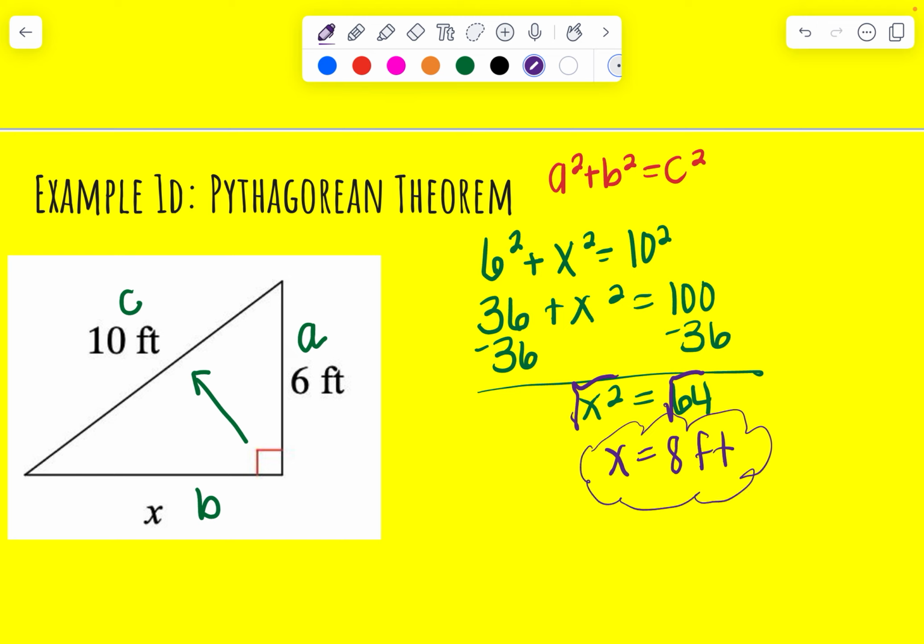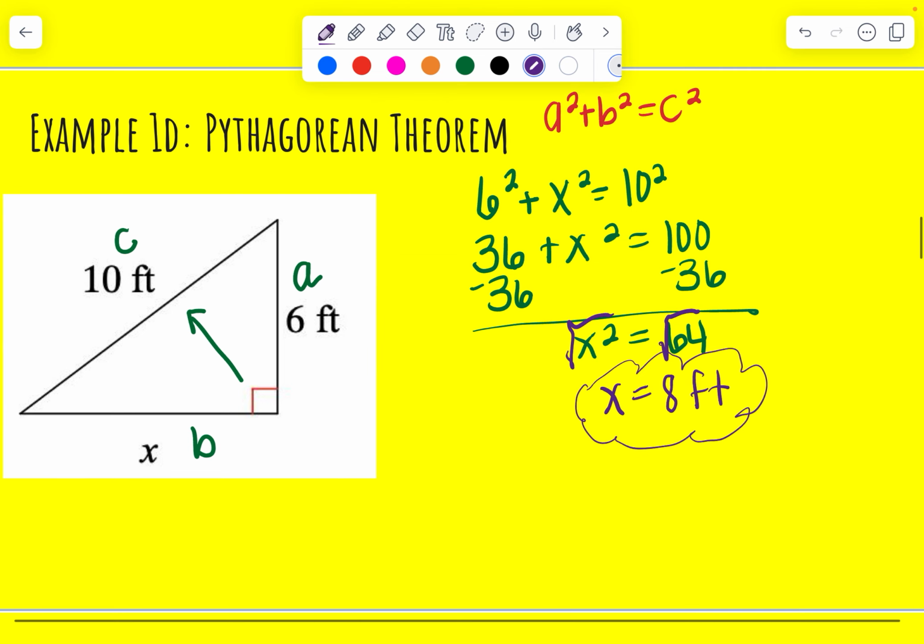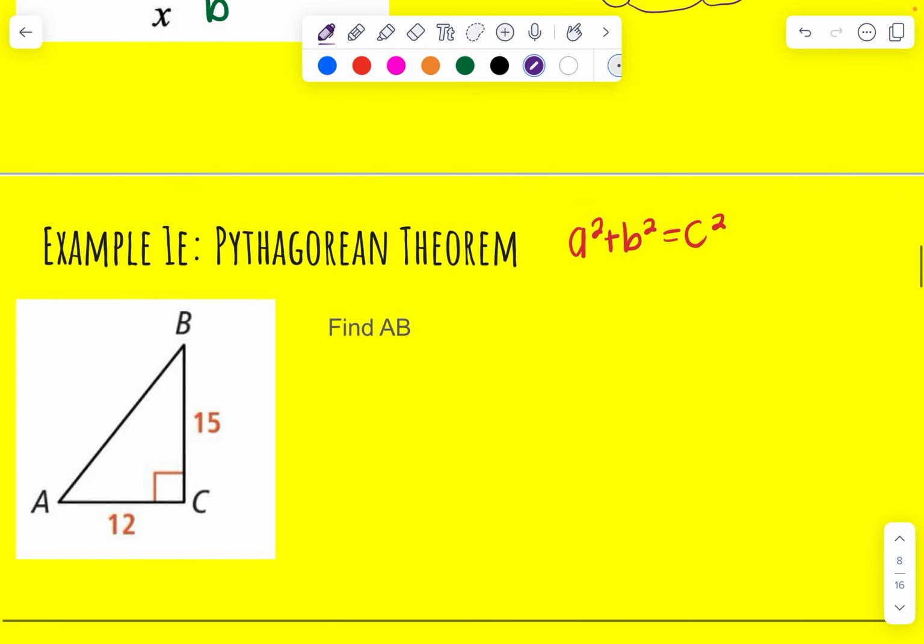The hypotenuse, or C, should always be the longest side of the triangle. So if you're solving for A or B and you get a number that's bigger than C, you would have known you did something wrong. Here, my C is 10, my A is 6, my B is 8, so I'm good.